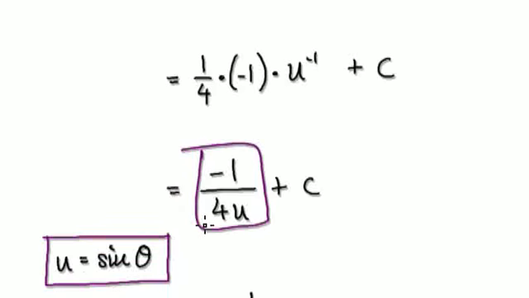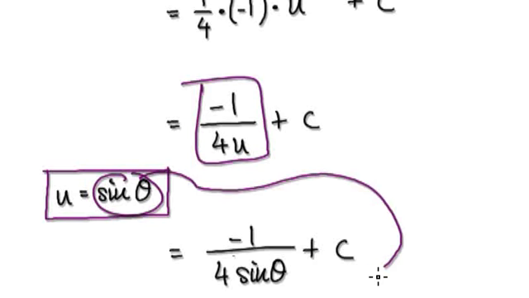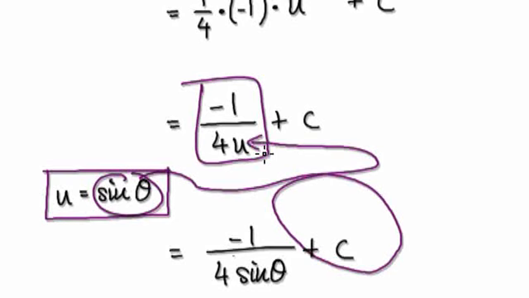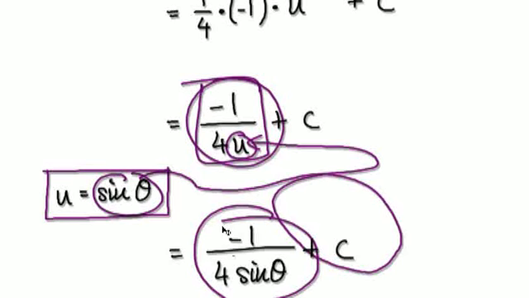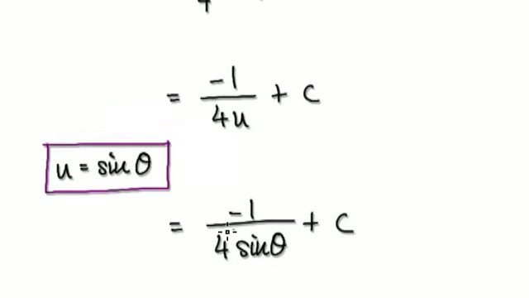Earlier we said let u equal sine theta. Well, now we need to put the theta back into this u here. So this thing here will then become this. But we're not done yet. There's still more to do. The answer is in terms of theta, and we need to translate it back in terms of x.